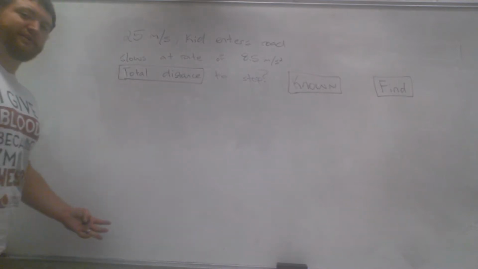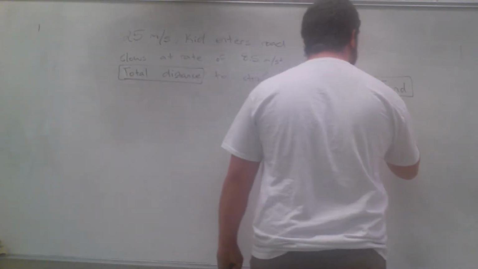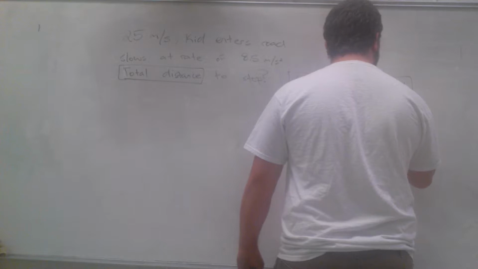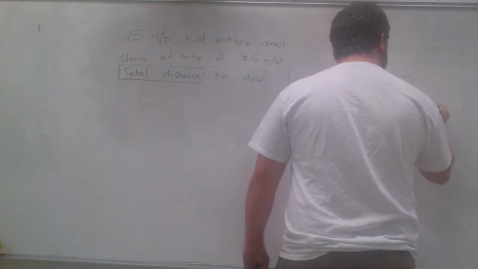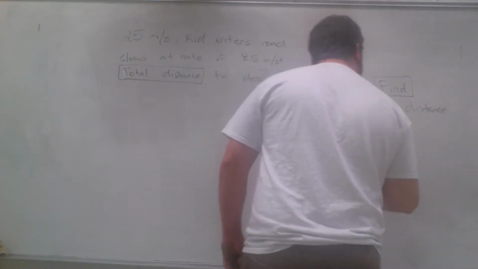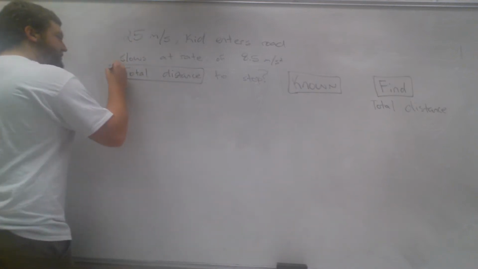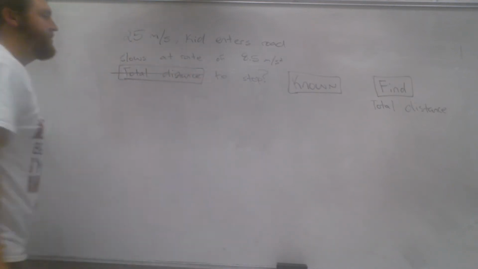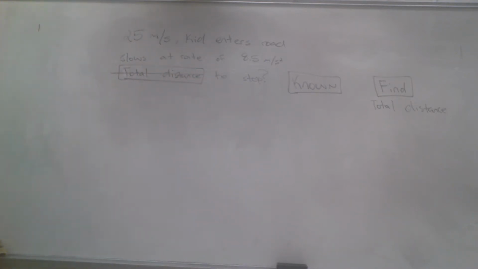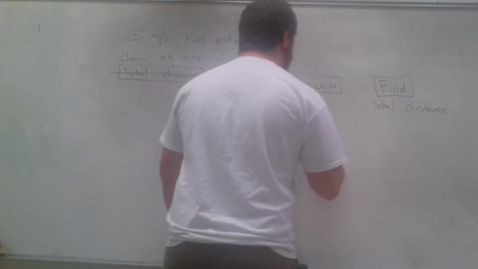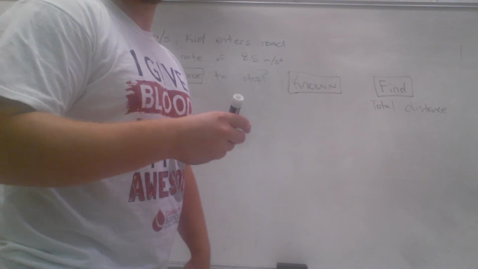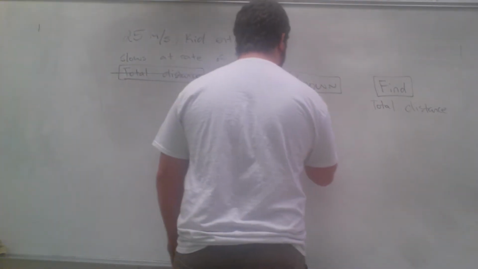Now what I do when I do this is I don't erase it because you can't see it anymore, but I mark through it. So total distance, when I'm first working on this problem, I'm trying to find total distance. So I will mark through that so that I can still read it, but I'm not looking at it anymore. Now what do I know? What is my initial displacement? What is D1? Okay.